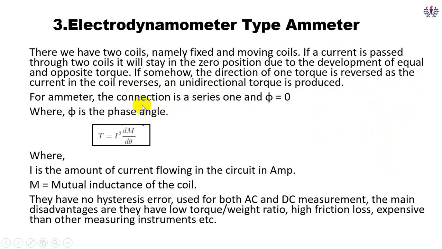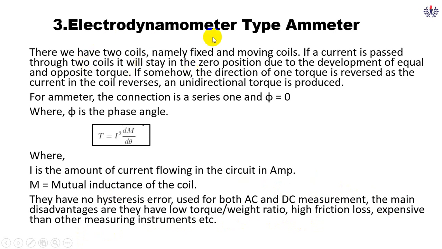For an ammeter, the connection is a serious one. So the flux phi is equal to 0, where phi is nothing but the phase angle. The torque developed T is equal to I square dM by d theta, where M is nothing but the mutual inductance of the coils. They have very little hysteresis and can be used for both AC and DC measurement. The main disadvantages are low torque to weight ratio, high friction, and expense.